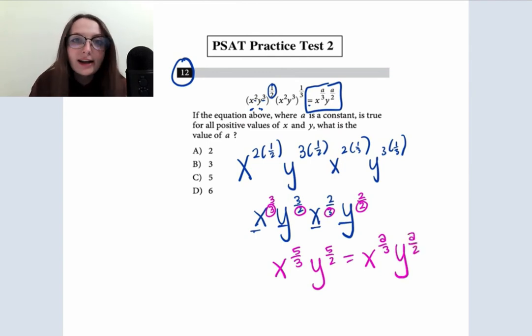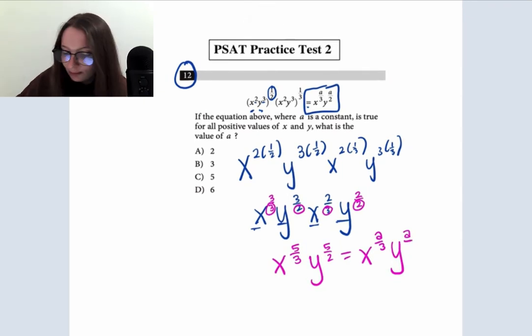So how ironic that it just ends up perfectly matching on both sides. Wink. I can't wink, but I'm doing my best.